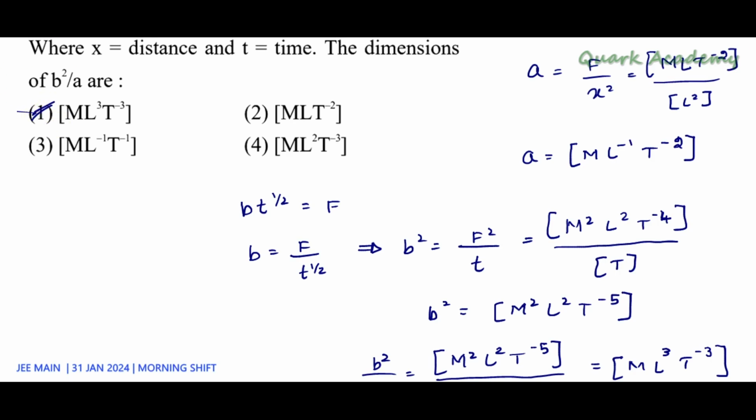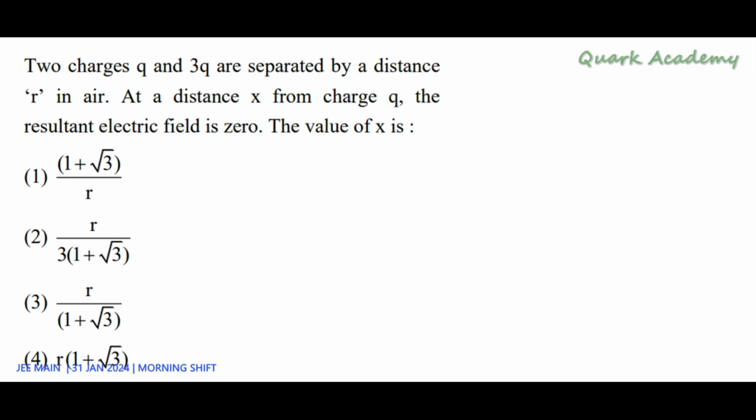Yeah, first option is the correct answer. Two charges are there, q and 3q, which are separated by r distance. Now the electric field from the charge q at a distance x is 0, which means somewhere here the electric field is 0 and we need to find the value of x. For this the electric field is becoming 0.